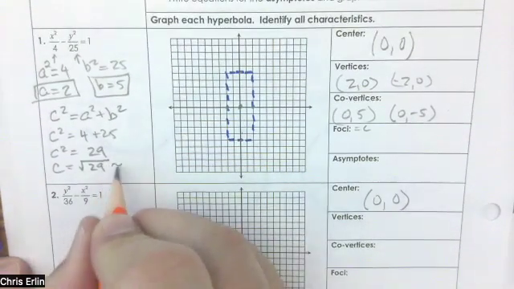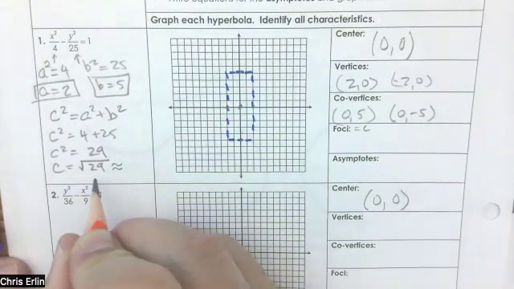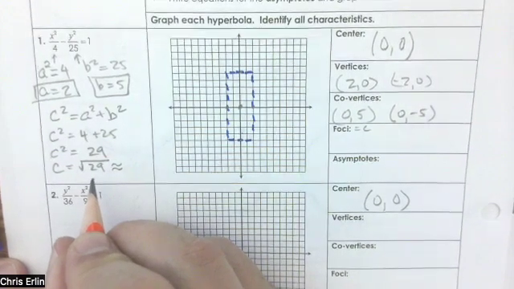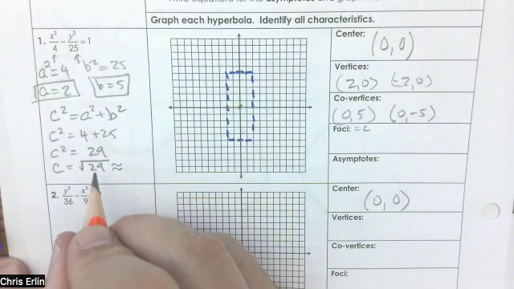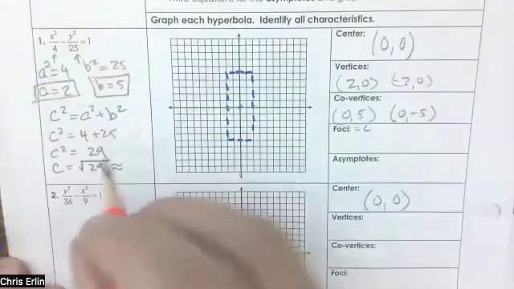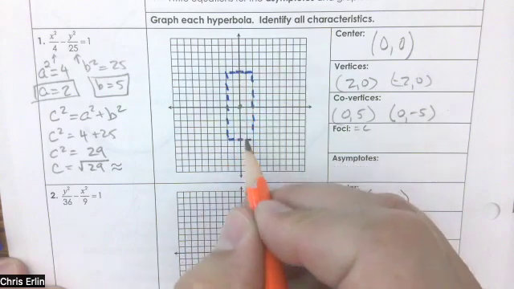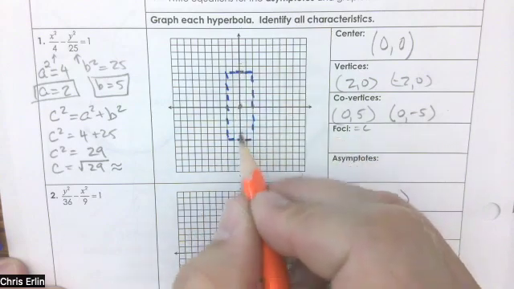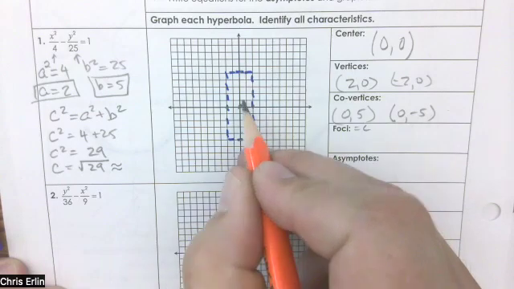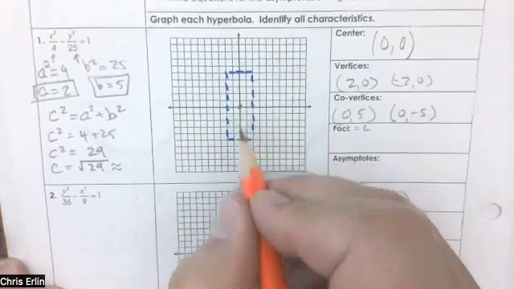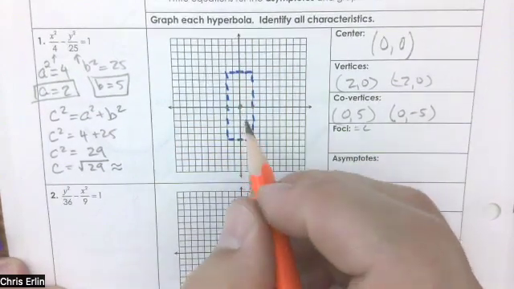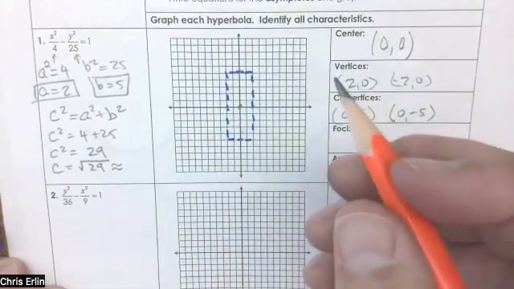And just off the top of your head, if you had to estimate this value, what's this approximately equal to? 5 point something. Do you agree? The square root of 25 would be 5, so it's more than that. So notice what's going to happen. Even if this were where the focus was going, because this is the transverse axis, it would be outside of the box, wouldn't it? Which is what's going to make it a hyperbola. It's going to be outside of the box.